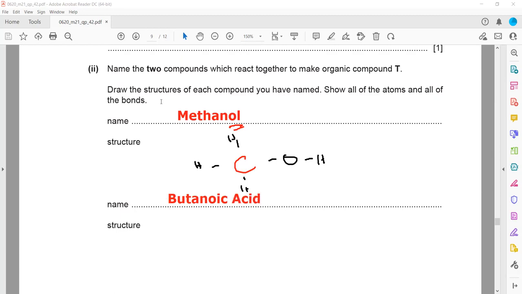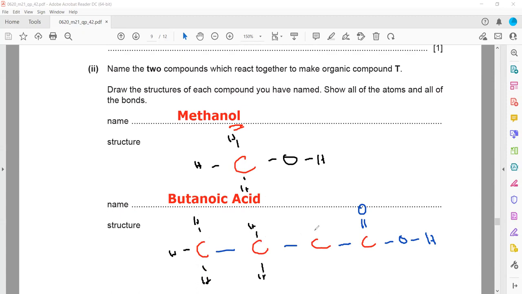So we have to draw the structure of butanoic acid. But means 4 carbons, so 1, 2, 3, 4. And -oic acid means the functional group is C double bonded with O and OH. Then all the others will have single bonds, and we have to show all the bonds and all the atoms. So this will have 3 hydrogens, this will have 2 hydrogens, and this will have 2 hydrogens. So this is a complete structure of butanoic acid with all the bonds and all the atoms.